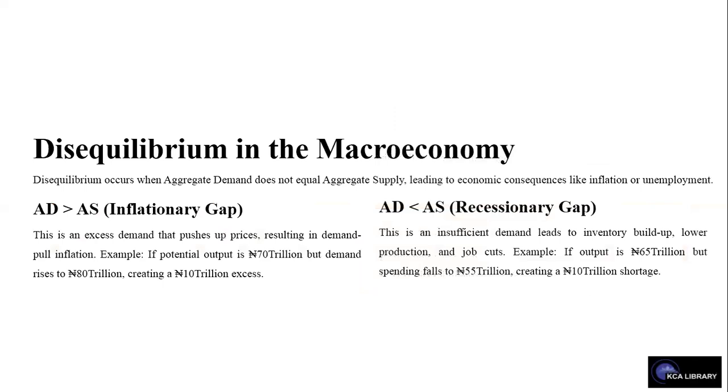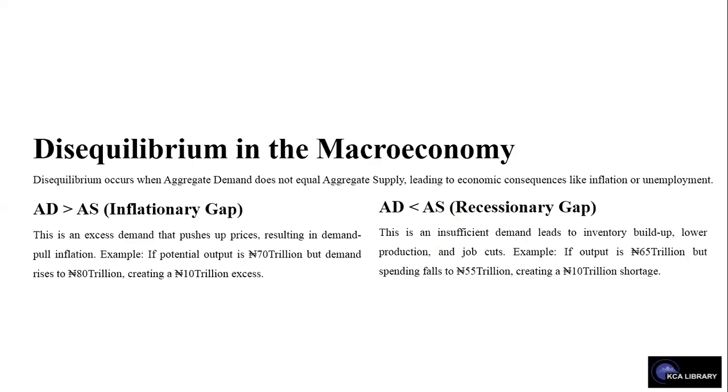We also have disequilibrium in macroeconomics, and this occurs when the aggregate demand does not equal the aggregate supply, and this leads to economic consequences like inflation and unemployment. When the aggregate demand is greater than the aggregate supply, we see it as an inflationary gap, and when the aggregate demand is less than the aggregate supply, we see it as a recessionary gap.